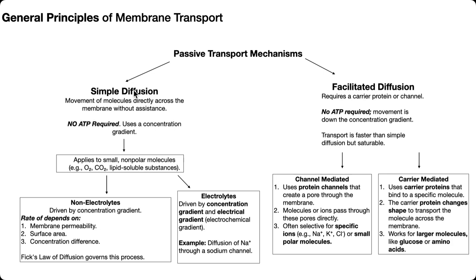We also have carrier-mediated proteins, and these aren't as simple as the channel-mediated. The substance won't just go from one side to the other through a hole in the membrane. What has to happen here is that that substance has to bind to a binding site on the carrier, or it has to signal in some way for that carrier to change its shape. That carrier protein changes its shape in order to transport that molecule across the membrane. This is going to work for larger molecules as well, like glucose or amino acids.